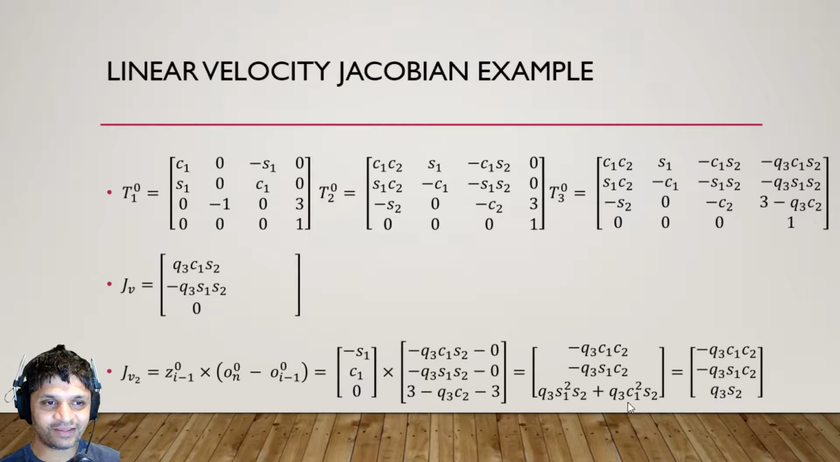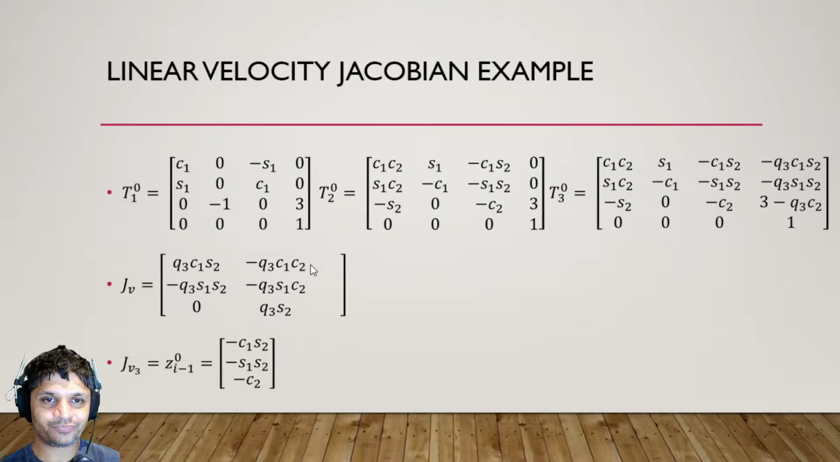Another interesting thing here is that you've got this Q3 S1 squared S2 plus Q3 C1 squared S2. And because sine squared plus cos squared is equal to 1, this is sine squared of Q1, this is cos squared of Q1. We can take that out as the common factor, and we end up simplifying to just Q3 S2. So we end up with this as the second component.